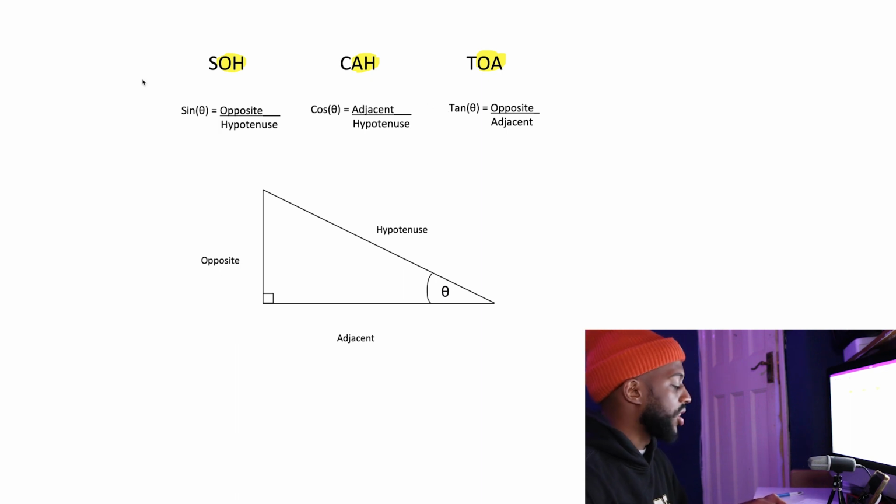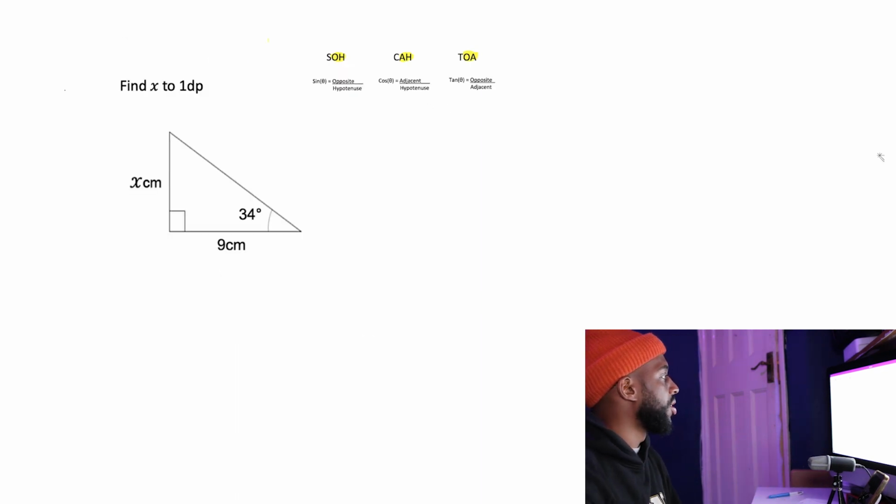Let's move on to a question now. Okay, so this question here, as you can see, it wants us to find x to one decimal place. So what we do is we'd label our sides. You can see this bottom line here with 9 centimeters is going to be our adjacent, and that's because it has the right angle and the angle involved in the question. X is going to be our opposite.